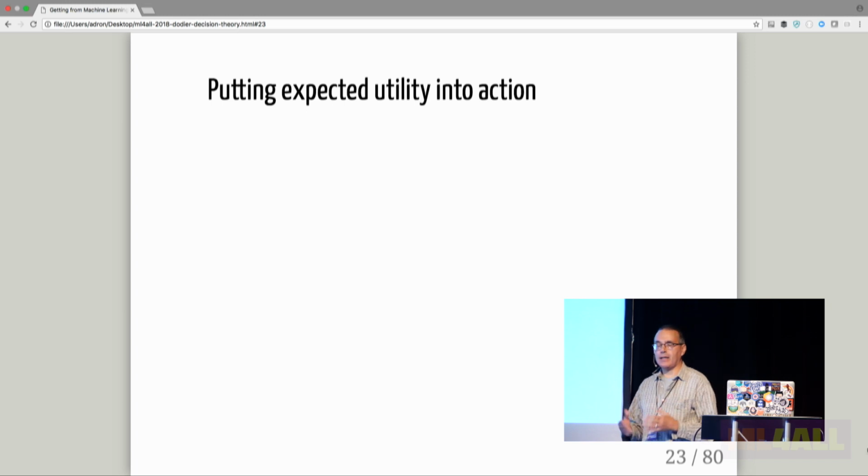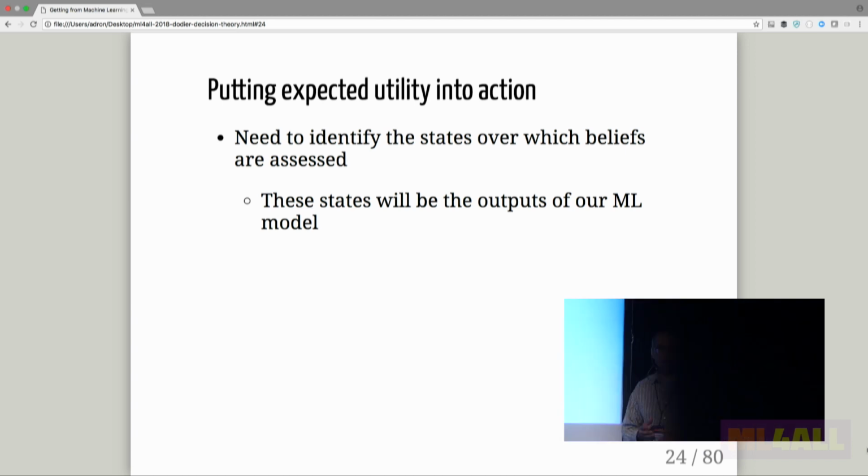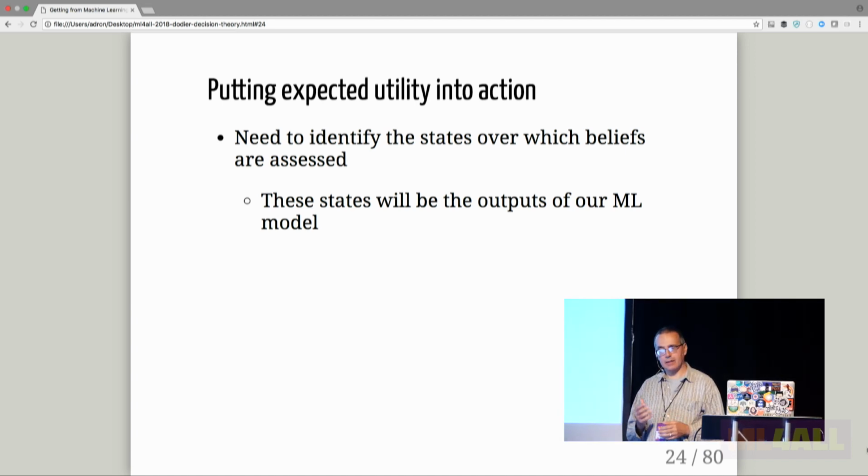So if we're going to put this theory into action, we need to look at the different parts of it. The first problem is to identify the set of states over which we need to compute beliefs, and typically these are going to be outputs of our machine learning model.